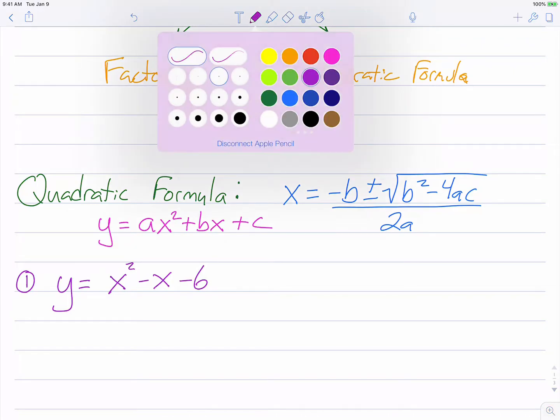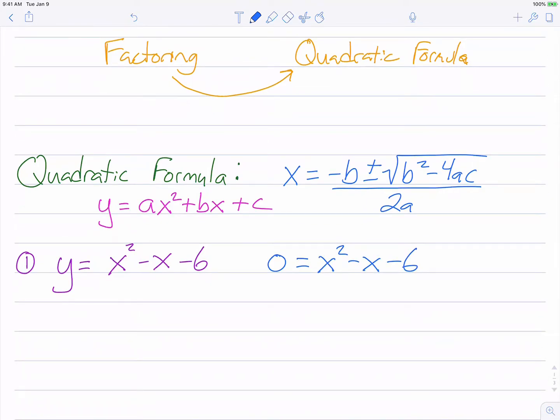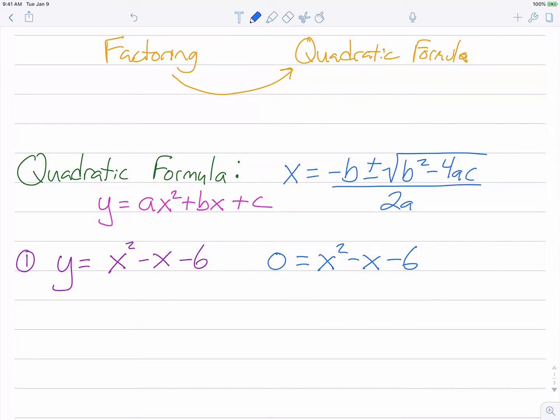If we're trying to find the roots, we're trying to find the x values when y equals 0. So I'm going to substitute in y equals 0. Well, 0 equals x squared minus x minus 6. Now for this one I'm going to ask, can we factor? That's my first question. This would be a diamond problem. I'm trying to figure out two numbers that multiply to negative 6 and add to negative 1, and I actually can find those numbers. That would be negative 3 and 2.